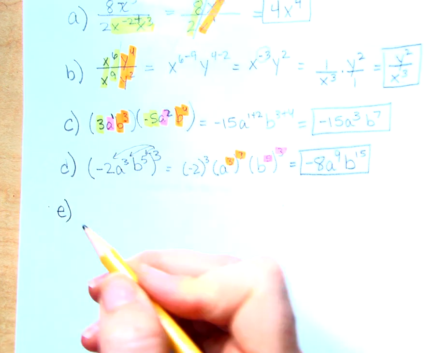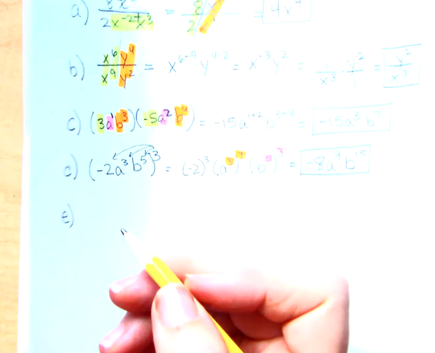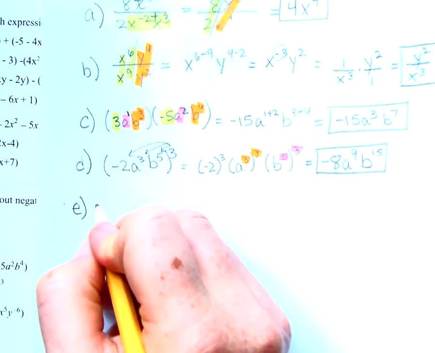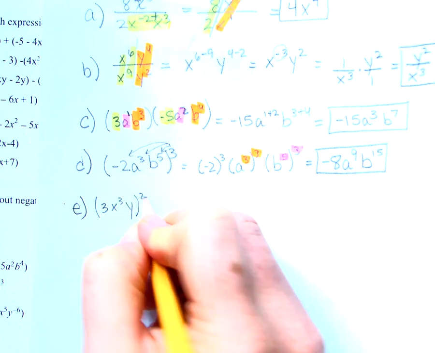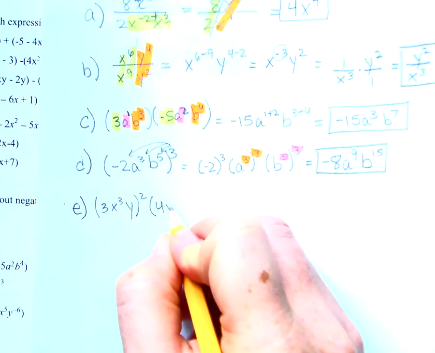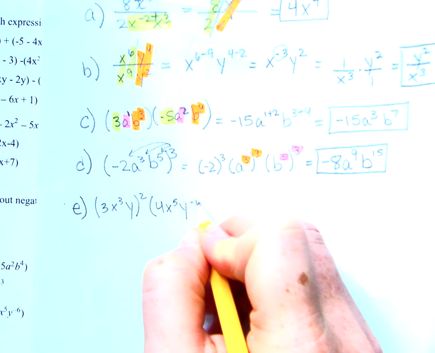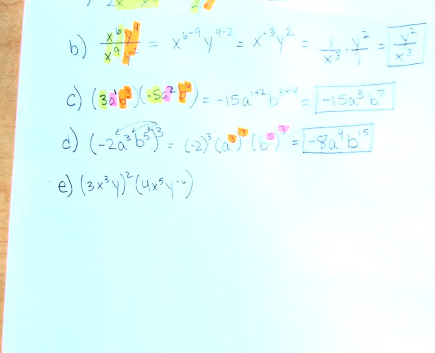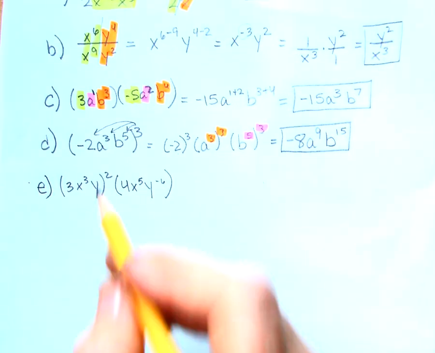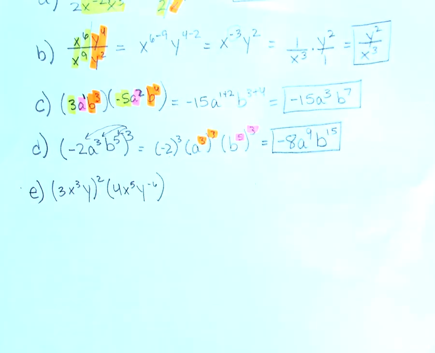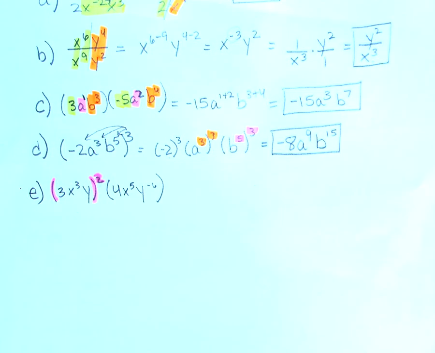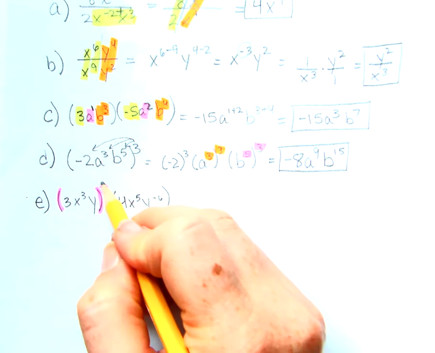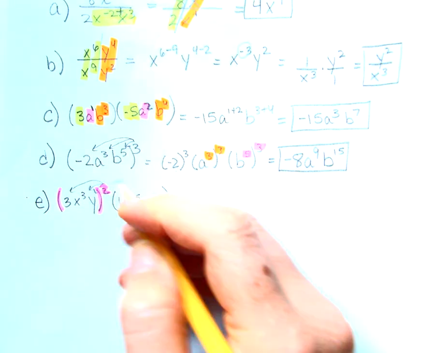All right, E. We have 3x to the third y squared times 4x to the fifth y to the negative sixth. Okay, so I'm going to do first this outside square. Anytime there's an exponent on the outside of the parentheses, that means it has to come first. Order of operations, exponents before multiply, right? So I'm going to square, square, square.